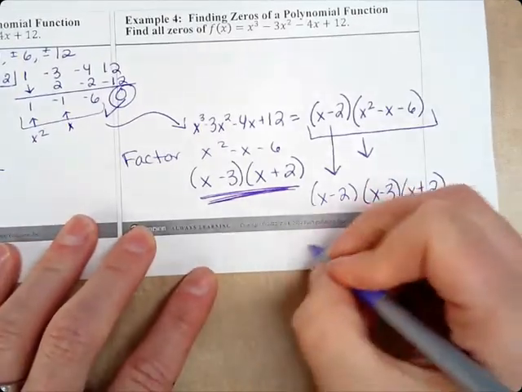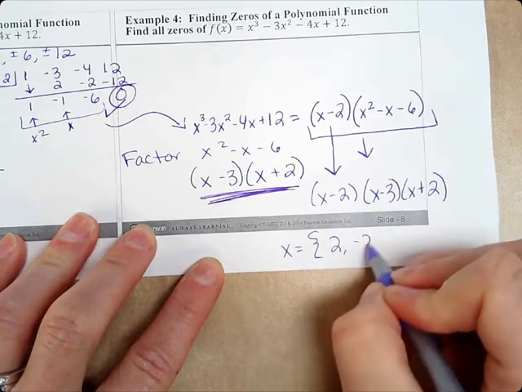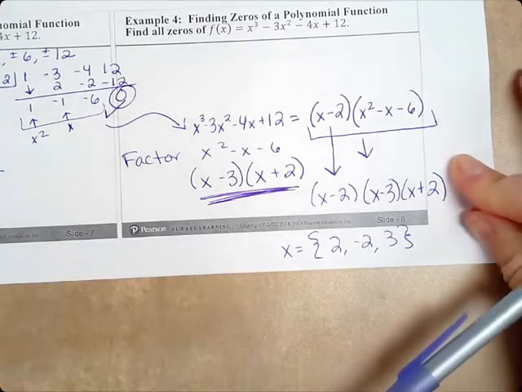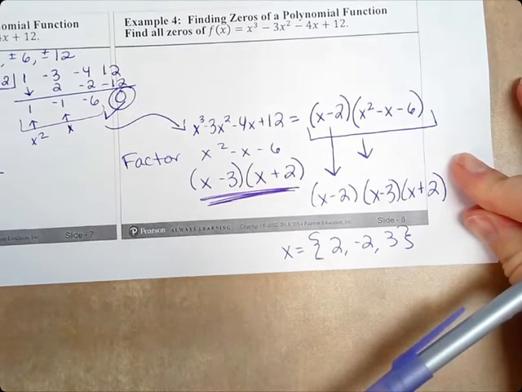So what is our solution set? 2, -2, 3. Yep. It gets easier now, right? Yeah. Sure.